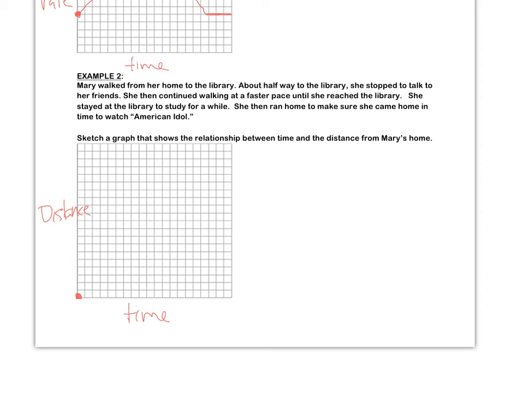She walks for a little while, stops, talks to her friends. She then walks, or she ran at a faster pace, walking at a faster pace to get to the library. She stayed at the library for a while, and then it says she ran home, so she quickly went back home until she got back to her house.